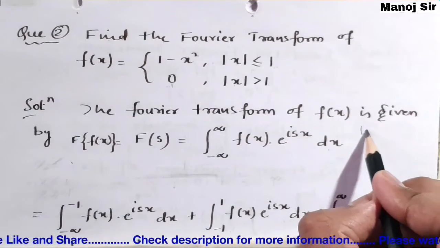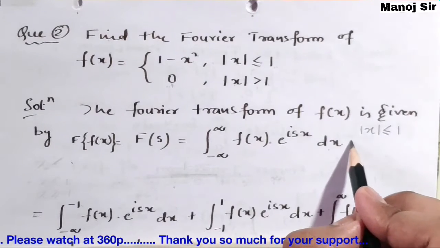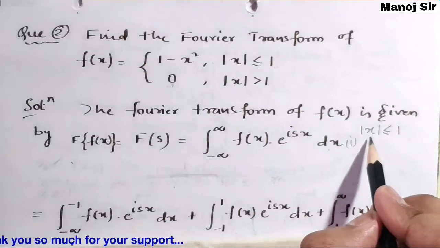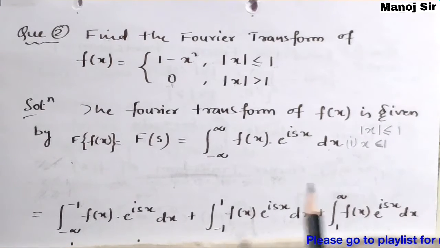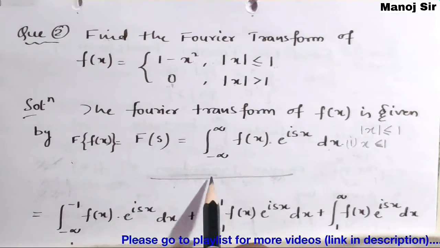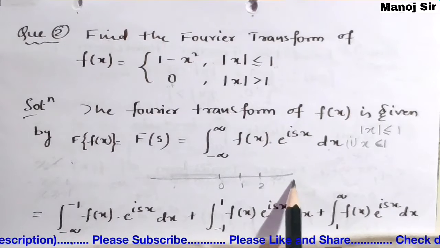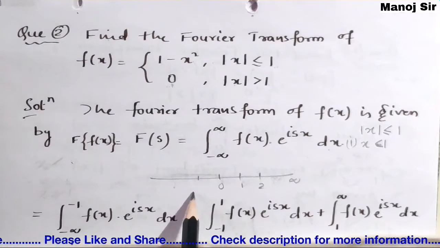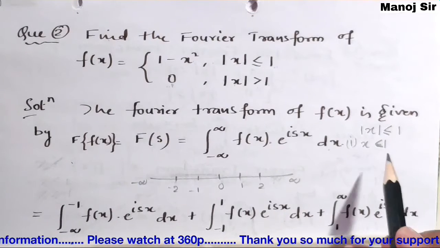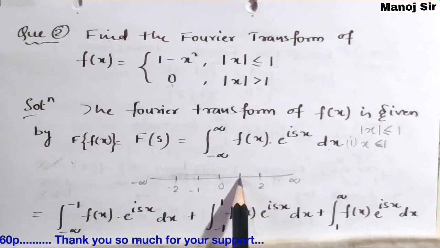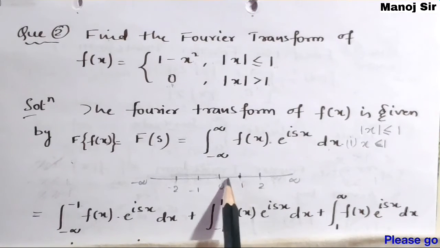The first case is mod of x less than or equal to 1. If you remove this mod sign, there will be two cases, that is x is positive or x is negative. If x is positive, that is x is less than or equal to 1, let's suppose this is my number line. This is 0, this is 1, this is 2, and this is infinity. Similarly here, this is minus 1, this is minus 2, and this is minus infinity. Now x less than or equal to 1 means from 1 we are going towards 0.